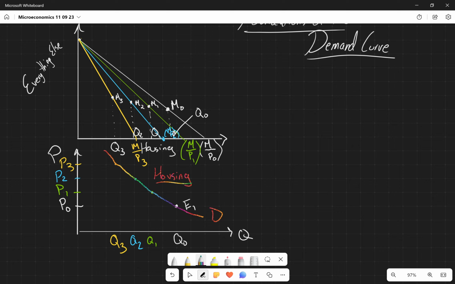Questions on tying our budget lines together with the demand curve and how we derive the demand curve? So the demand curve shows the dynamics of a budget line as prices increase and decrease for one of the goods. Questions on that? Awesome.